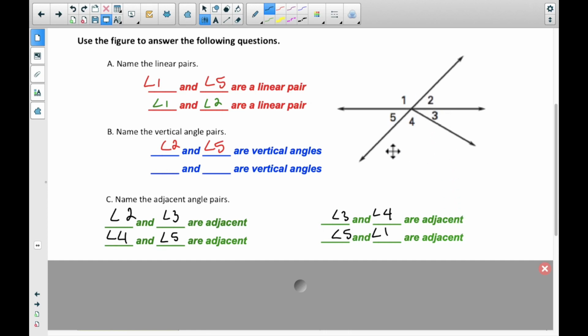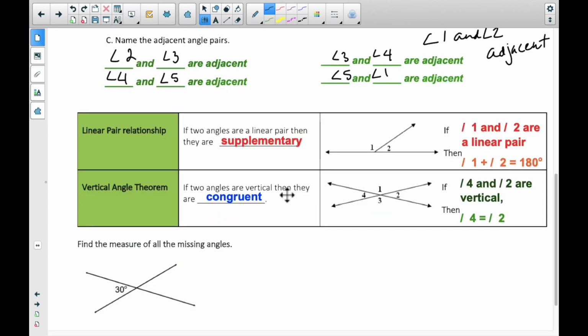Because I went around the circle. Oh, I didn't do angle 1 and angle 2. That would be another pair, angle 1 and angle 2 are adjacent. I kind of just started here and I went around the whole thing. So 2, 3, 4, 5, 1. We got all of them, and because we went all the way around, there's no other ones we can do. We're done. Let's talk a little bit more specifically.